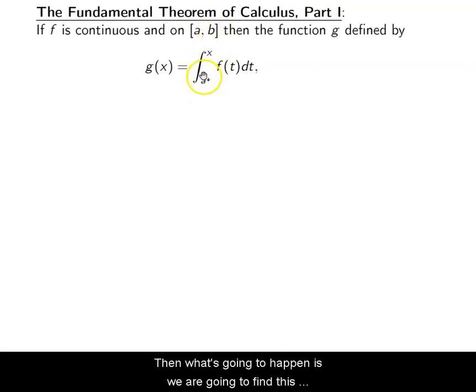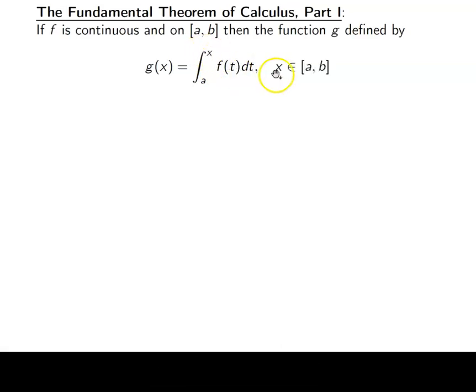Then what's going to happen is we are going to find this integral, and everywhere we see t, we actually replace it with x. So here x is from a to b, somewhere within this interval.